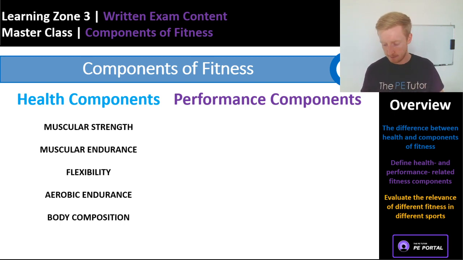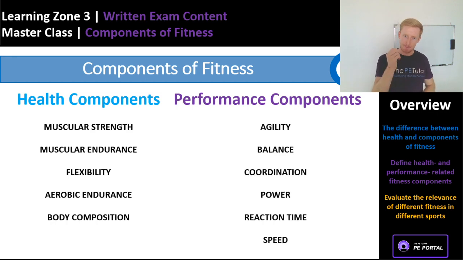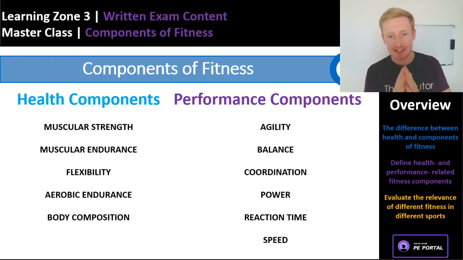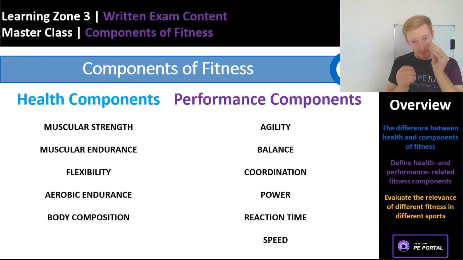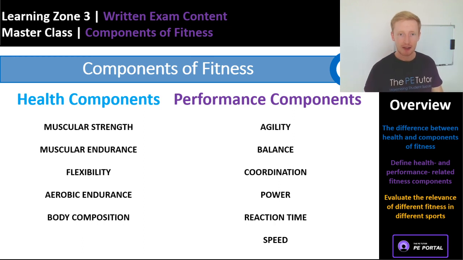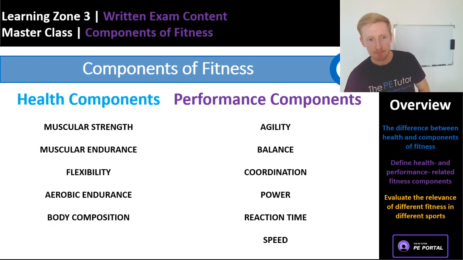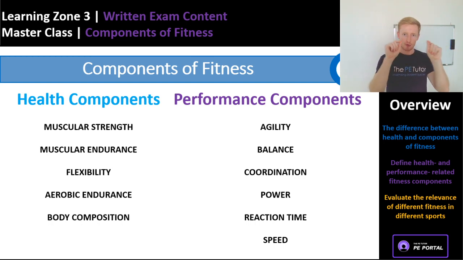Performance components: agility, balance, coordination, power, reaction time, and speed. If you're looking for a way to remember these in letter order, that mnemonic, power crabs. So power goes first and then C-R-A-B-S. Power crabs. And what we're going to do now is go through each of these.